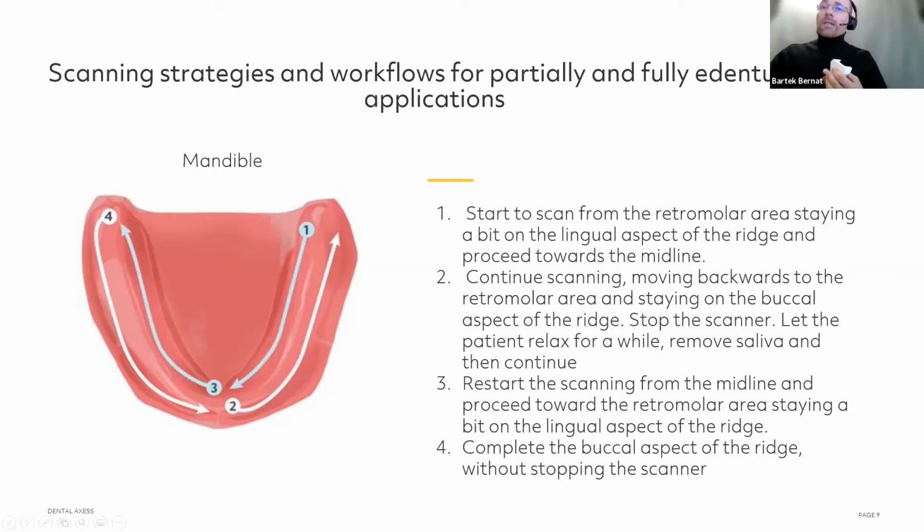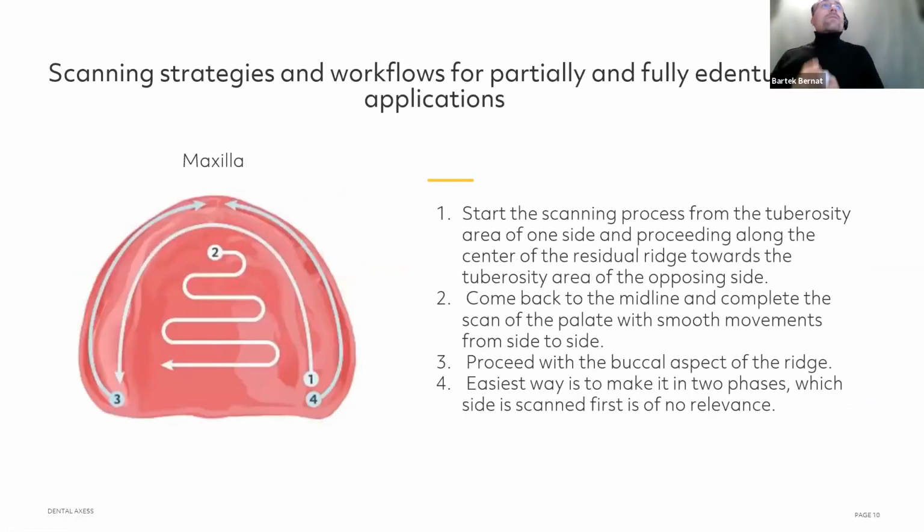Now we go to the upper. I'm going very quickly again, but I'm going to show you this live in a moment. So the maxilla, it's a bit different. We're starting the scanning process from the tuberosity area of one side and proceeding along the center of the residual ridge towards the tuberosity area of the opposing side. Then you come back to the midline and complete the scan of the palatal.